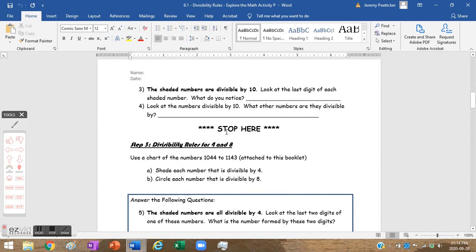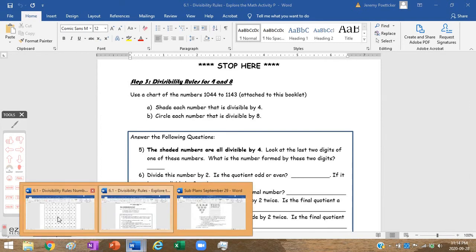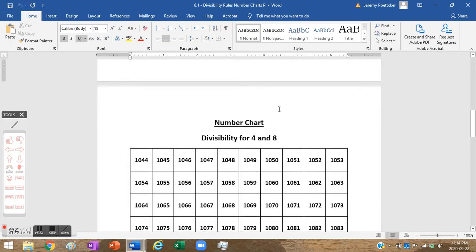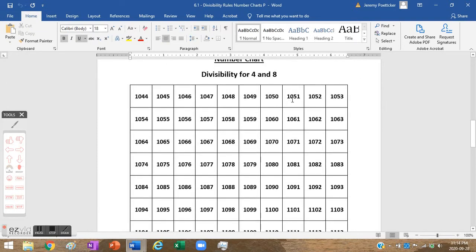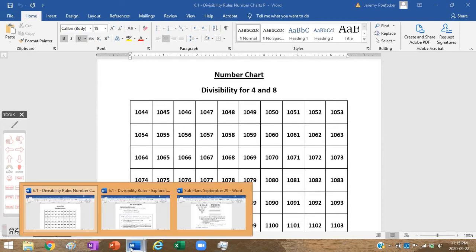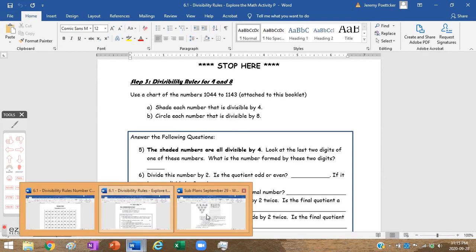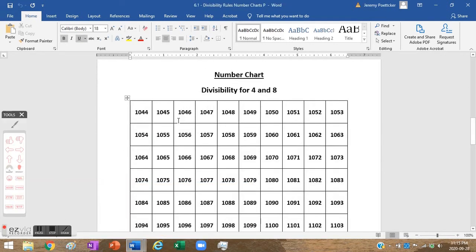Perfect. All right. Once you've got that done, then we are going to make our way past the stop here, move on to divisibility rules for 4 and 8. So here, we want to take a look at this chart. Make sure you look back at your instructions here. It says, shade each number that's divisible by 4 and then circle each number that's divisible by 8.